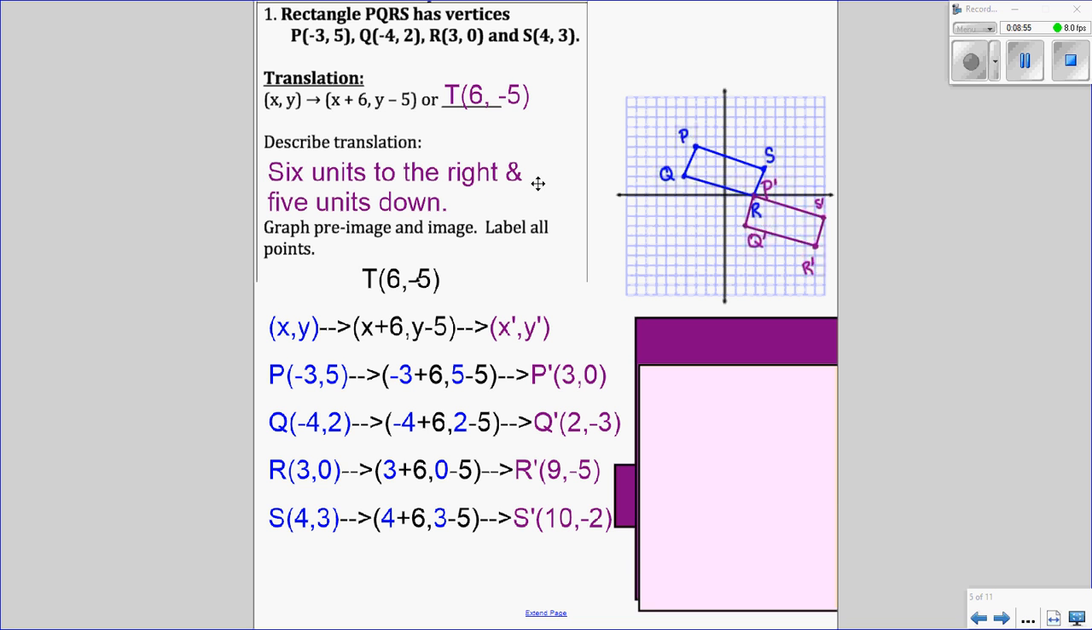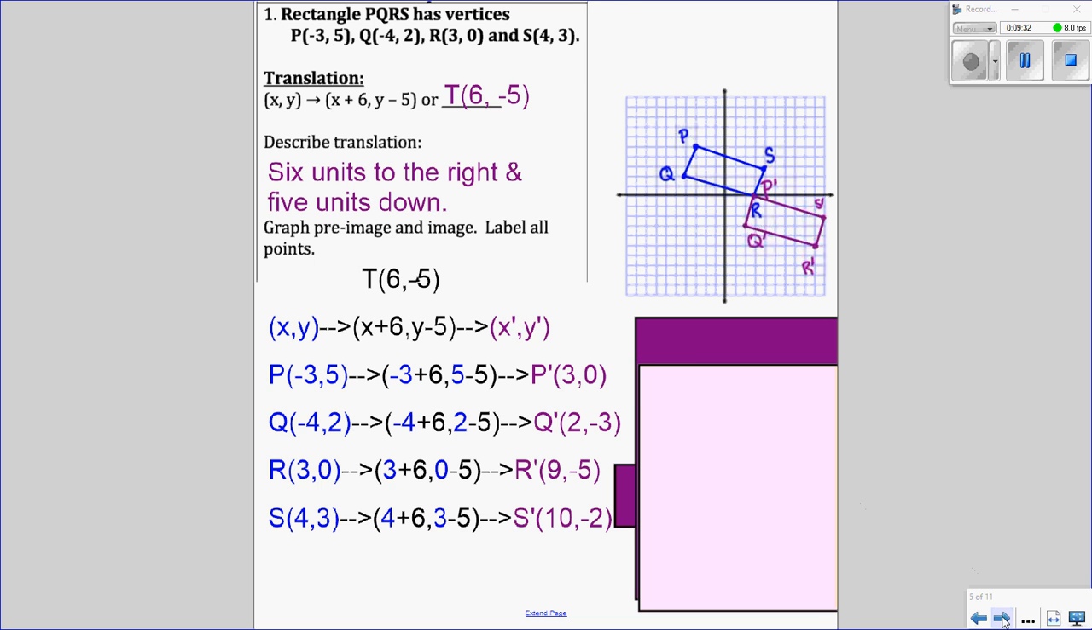So all with translation, if you're not going to remember to do this, just put it into this form. This tells you whatever pre-image you have, this one is going to be X, Y. That means you're going to move this number how many spaces, either left or right, and then this is the Y, which tells you how many places you're going to move the point up or down. And it all depends on the sign in front of the number.